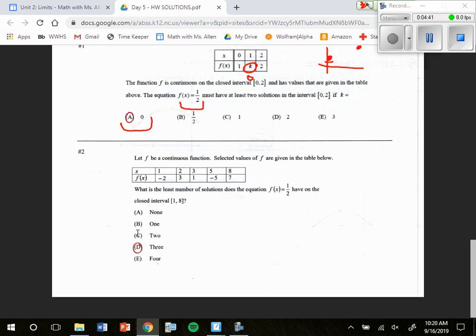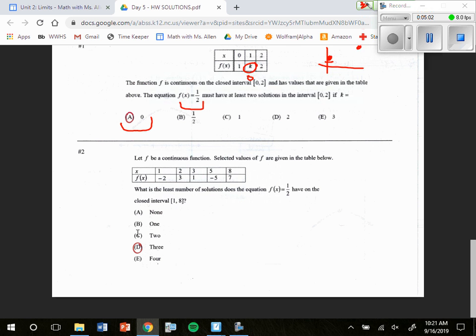If I let k be 1, if I go from a y value of 1 to 1, do I have to pass through 1/2? No, I could go straight across. Could I pass through 1/2? Yeah, I could go down and then back up, but I don't know for sure. If I go from 1 to 2, do I have to pass through 1/2?